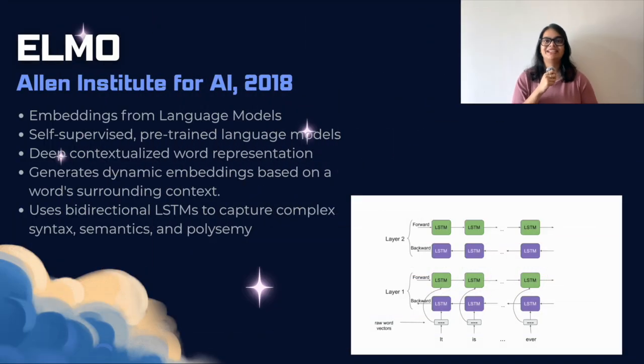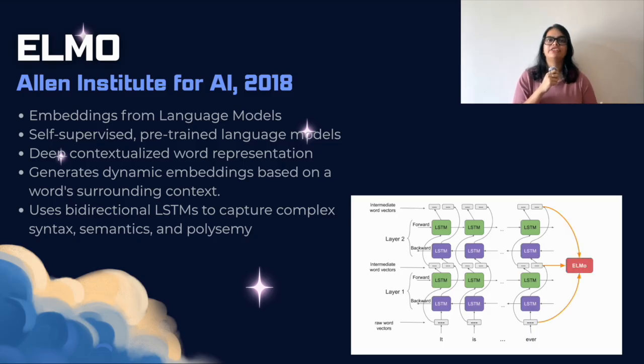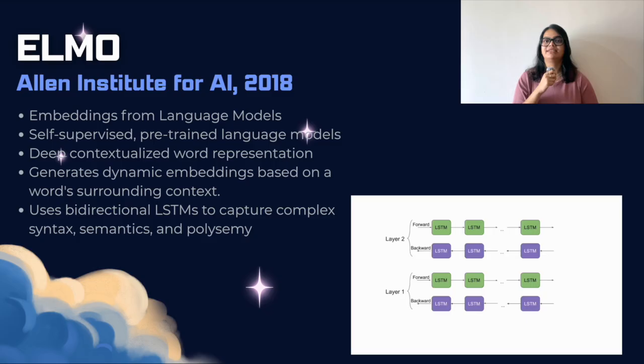ELMo is the first one, and it stands for Embeddings from Language Models. It was invented in 2018 by researchers at the Allen Institute for AI. It was one of the first models to generate contextual embeddings. Unlike Word2Vec or GloVe, ELMo does not assign a single fixed vector to a word. Instead, it generates embeddings based on the entire sentence.